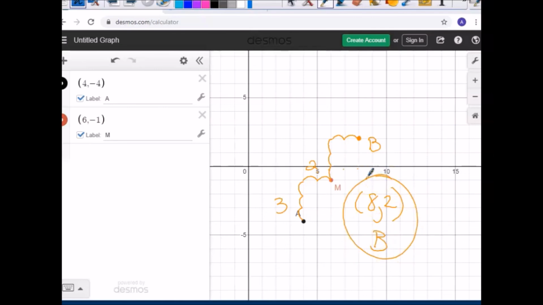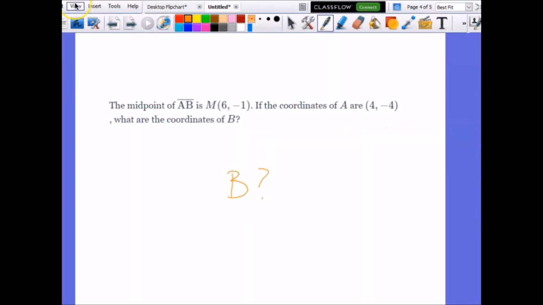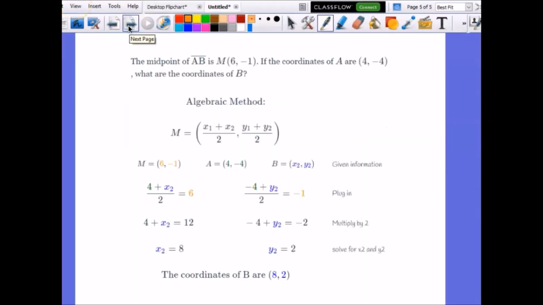So mathematically, all I'm doing is counting. If you can count, you can find that other endpoint. And mathematically, let's check this out. Let's see if I was right. Bam! 8, 2 was correct.